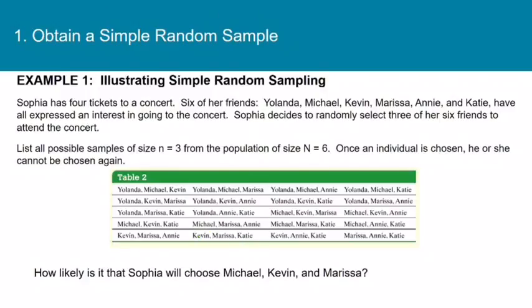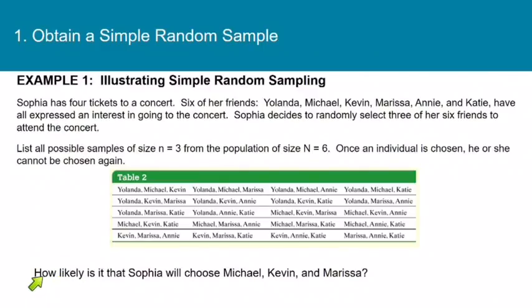Now there are rules about how to know how many combinations are possible, and we're not really going to get into that in this course, although it is an interesting topic. But we do have here every possible combination, and notice there are no repeats. For example, the group Yolanda, Michael, Kevin is the same group as Kevin, Michael, Yolanda, so you don't see that group repeated in here anywhere.